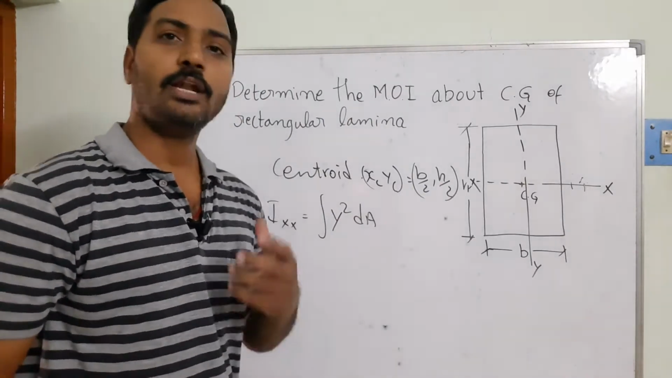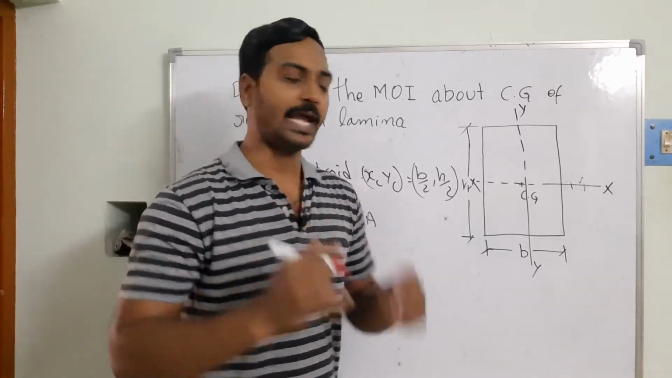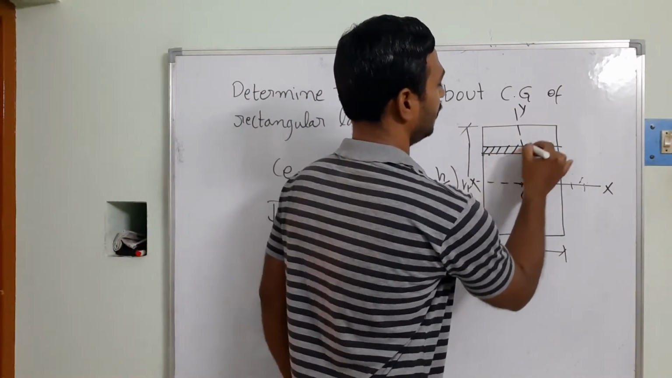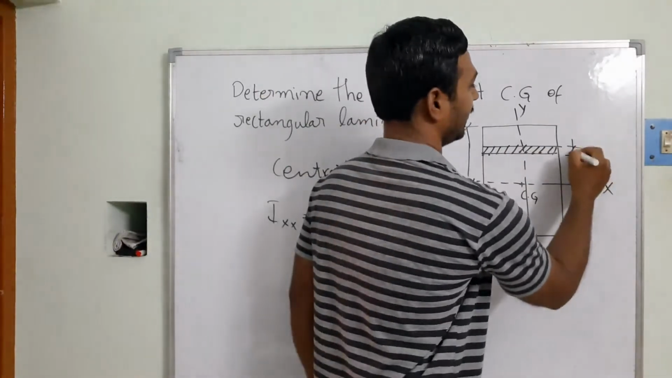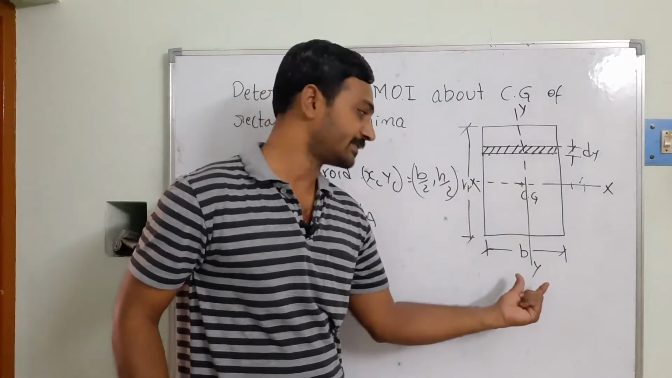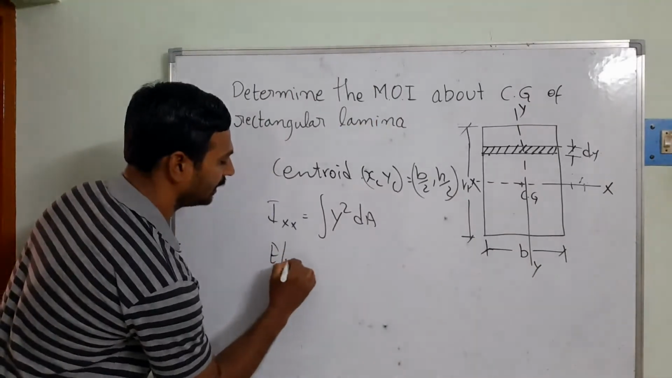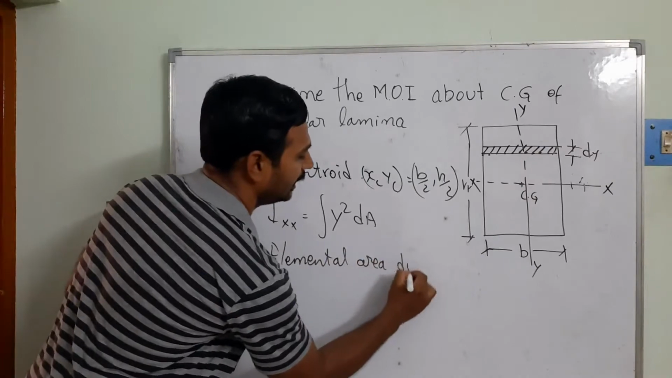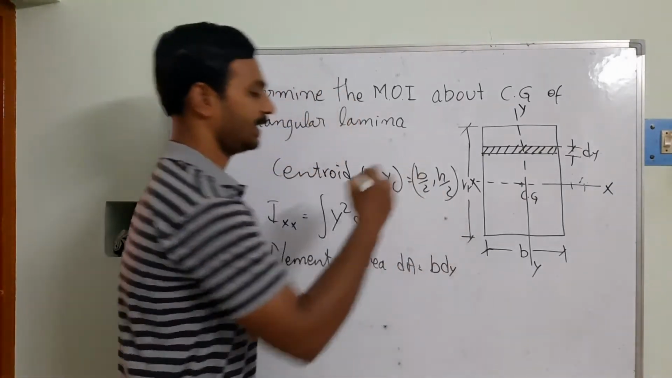For this, we first need to find an elemental strip. The elemental strip is taken parallel to the x-axis. This is the elemental strip, with a thickness of dy. At the same time, the width of this strip is the same as your base. So the elemental area dA is equal to B into dy.